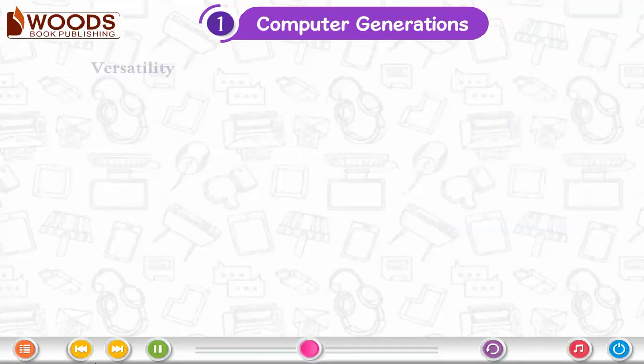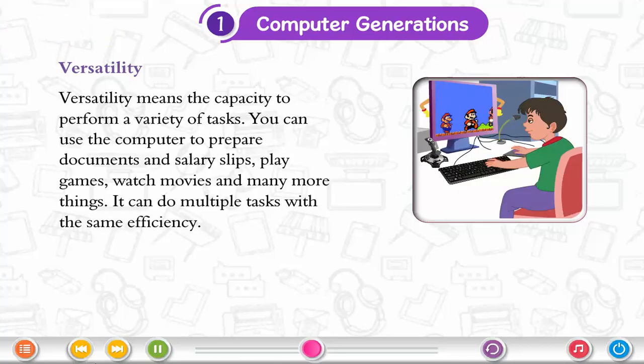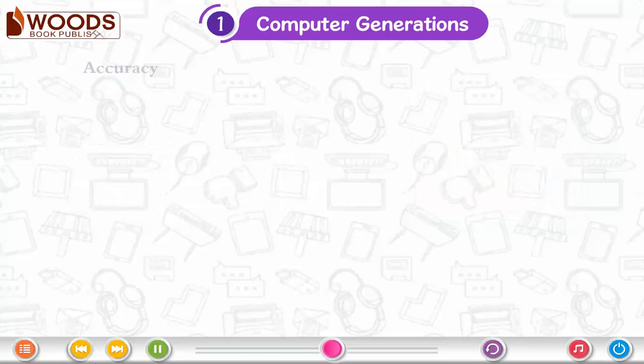Versatility. Versatility means the capacity to perform a variety of tasks. You can use the computer to prepare documents and salary slips, play games, watch movies, and many more things. It can do multiple tasks with the same efficiency.